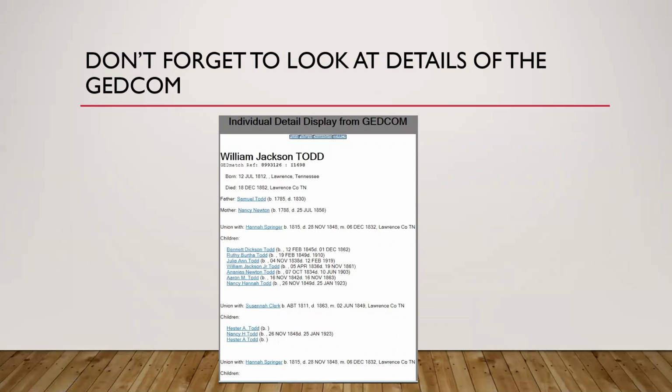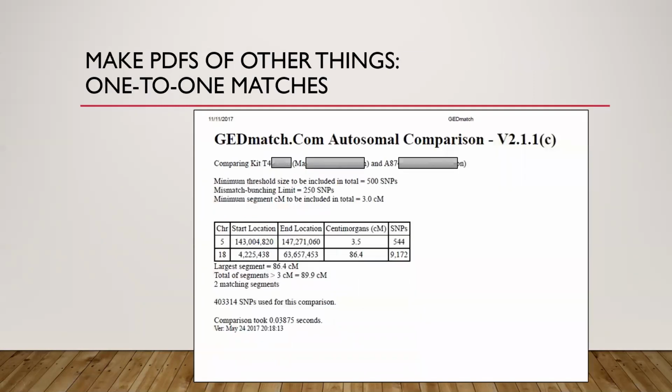This is what information is in the tree about William Todd, one of my ancestors, whose father was Samuel, mother was Nancy. He had a wife, Hannah. He had a wife, Susanna. And then these are offspring, their children. So this is something that can be really valuable when you're looking at your DNA matches in GedMatch and then looking at trees as well. And that would tie you back to 4 different people who have this information linked to them.